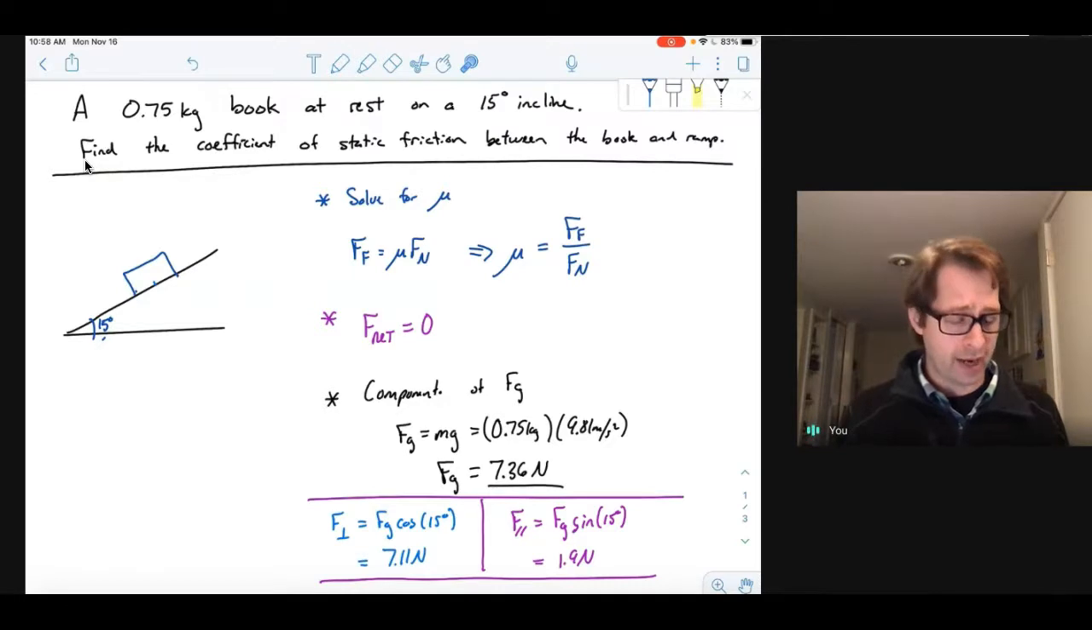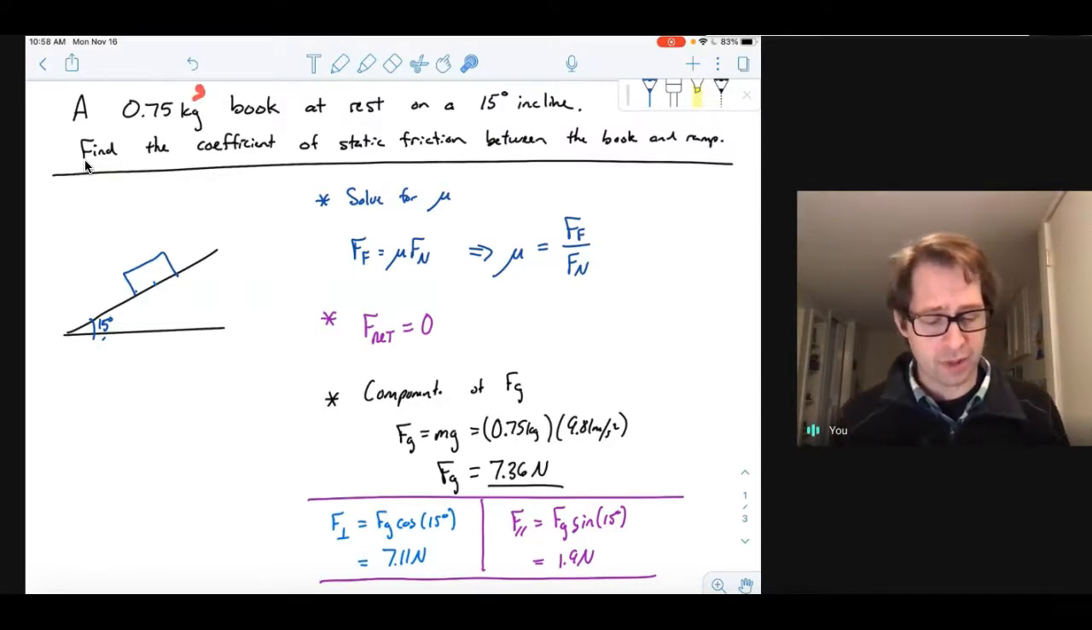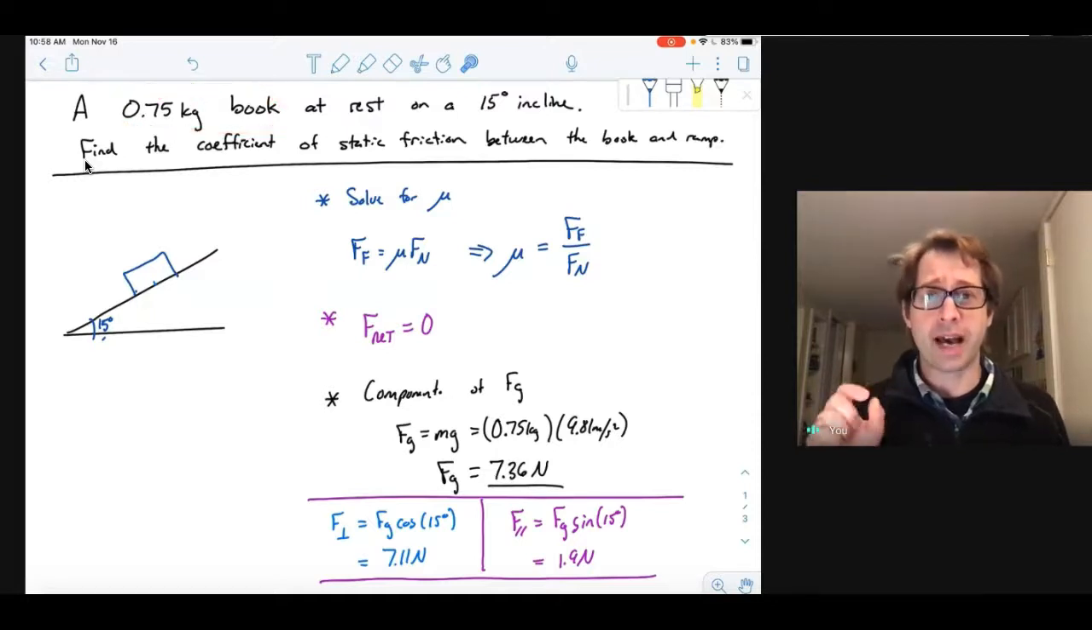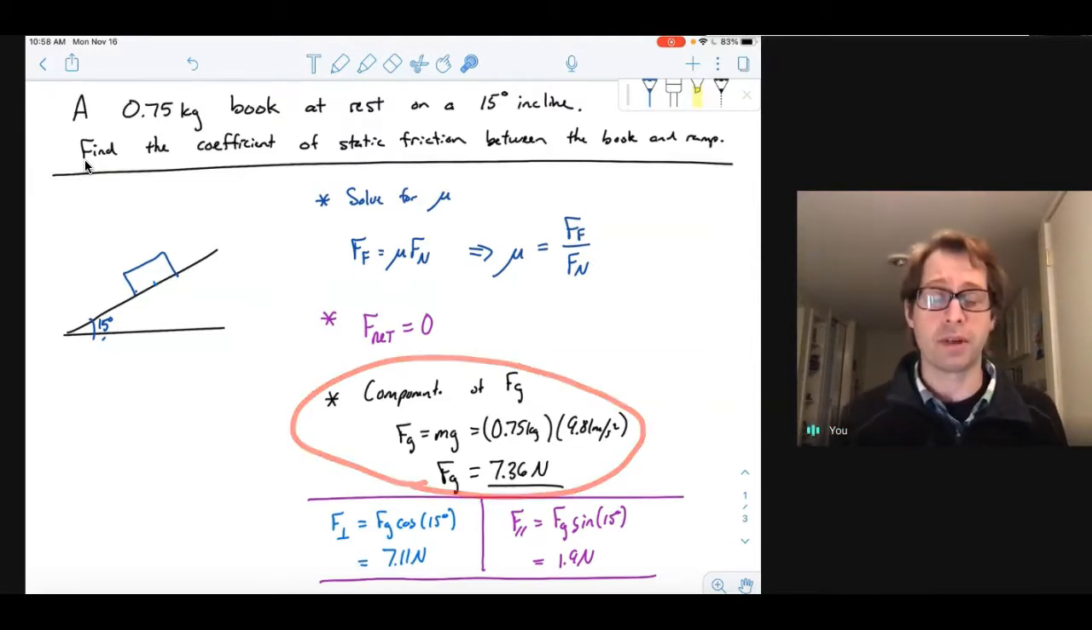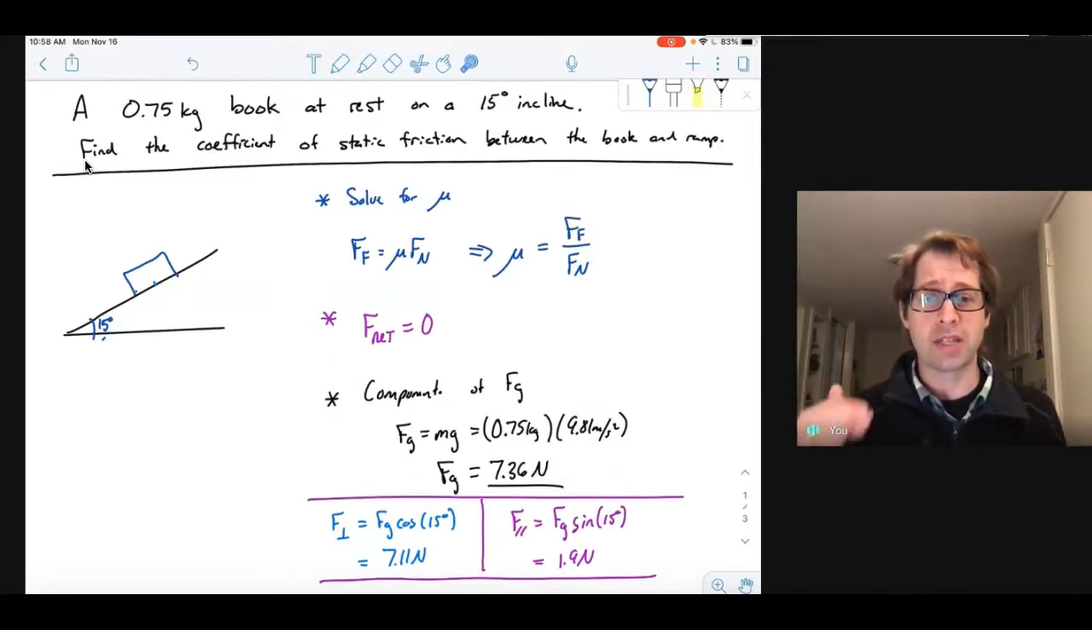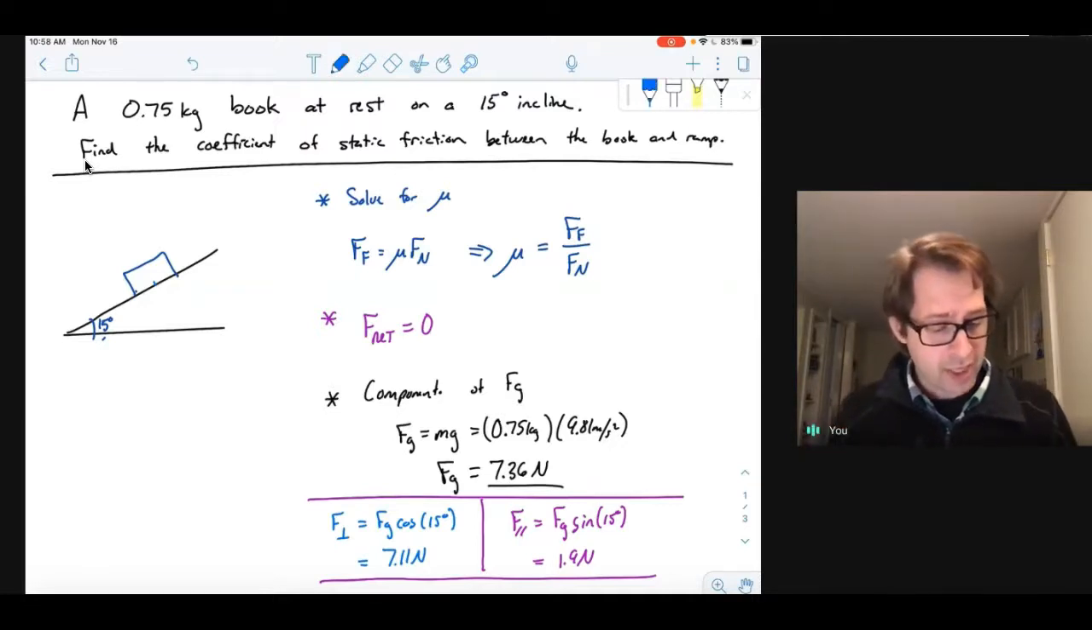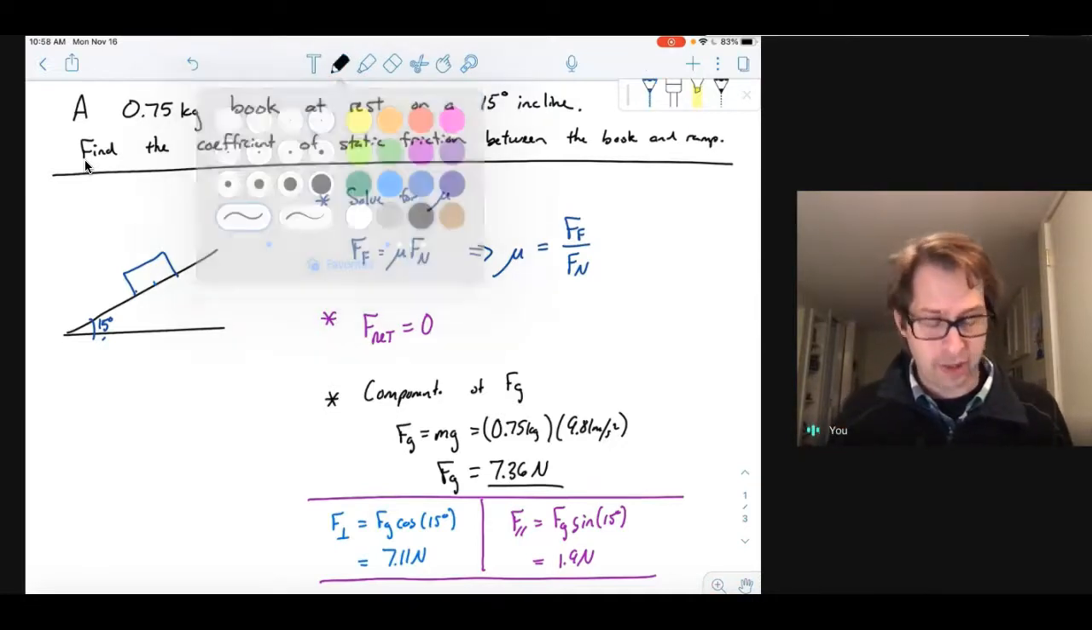I also have to use what they've given me, and in this case, they've given me the mass of the book, but that is not a force. I have to change that mass into the downward force of gravity by multiplying the mass by 9.81. Now I've done that already here, so if you haven't done that, that's a great place to start because we're going to use that to help us identify some of these other forces. Okay, I'm going to start by drawing in a few of these on our free body diagram.